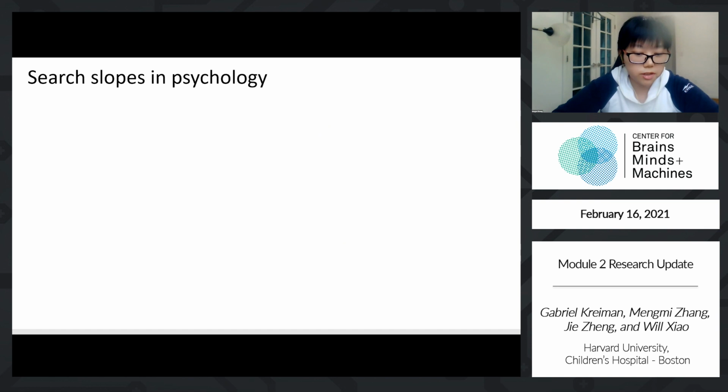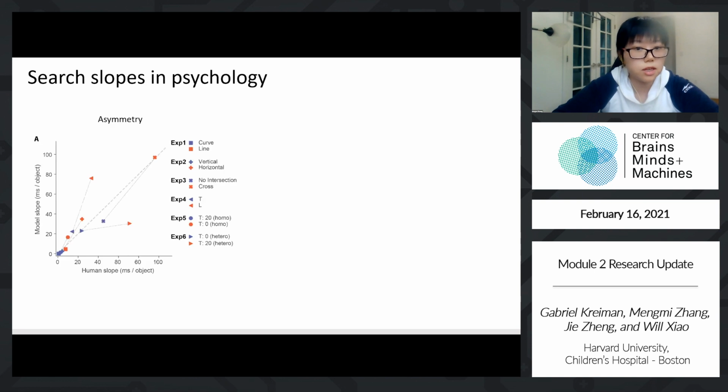In psychology, scientists also introduced another measurement called the search slope to evaluate the humans' and the model's performance over all conditions from all experiments. So here, what you are seeing is the x-axis is the human search slope, in reaction time per item, and the y-axis is for the model.